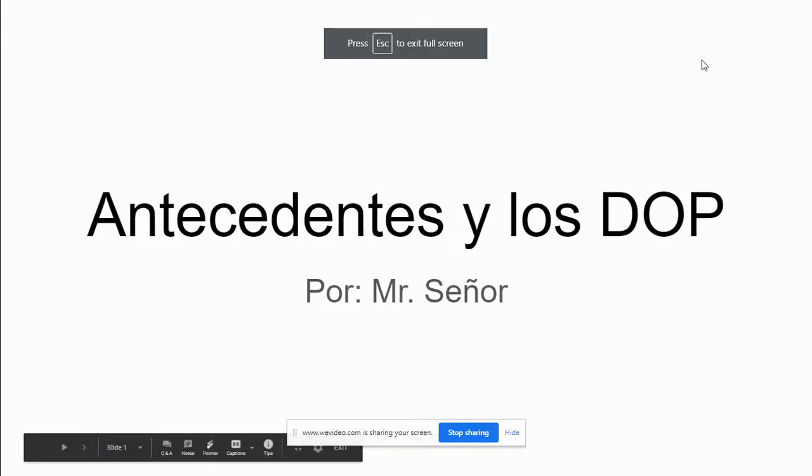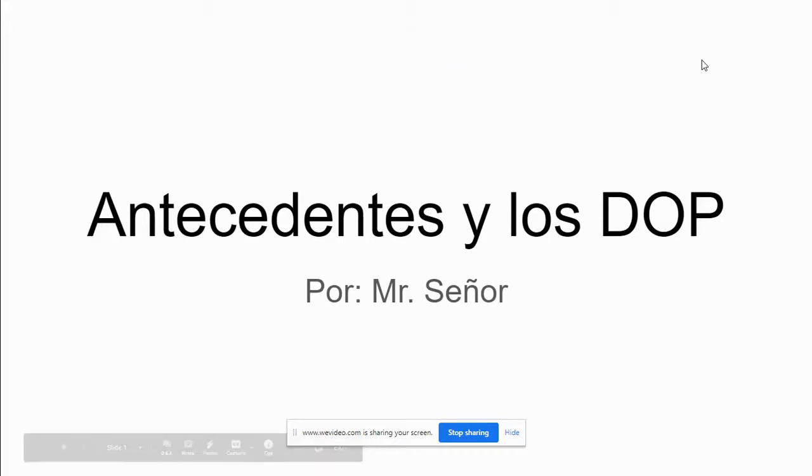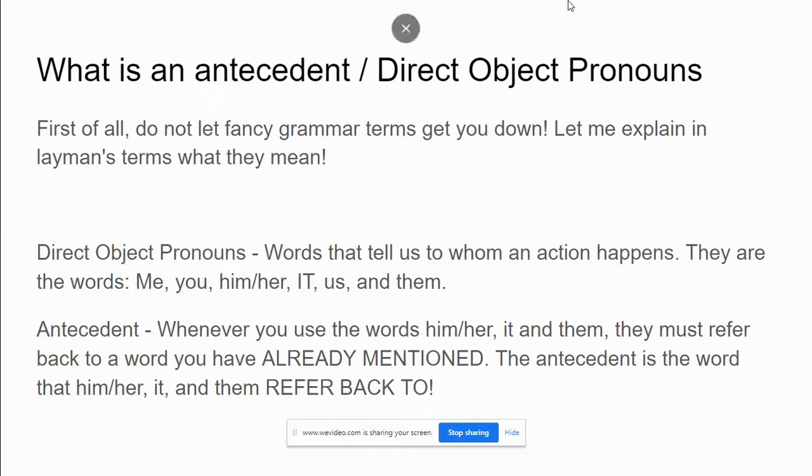These are video directions for this assignment. I was going to do a circle, but I think this is going to be more important for our virtual students, so I can kind of explain what these two terms mean. Antecedent and direct object pronoun, or DOP. Don't be confused by fancy grammar terms. I'm going to break them down so that you know what they mean.